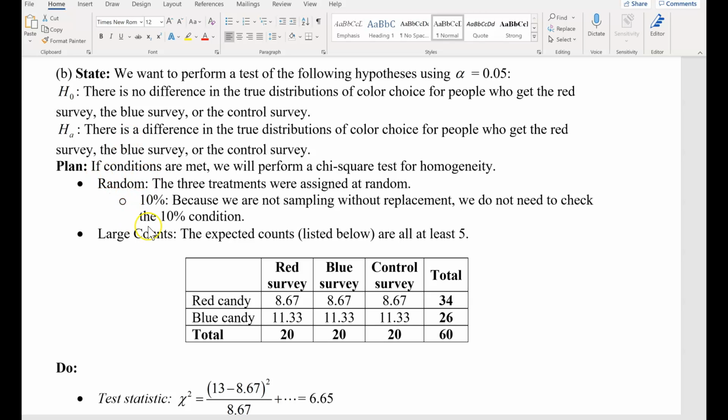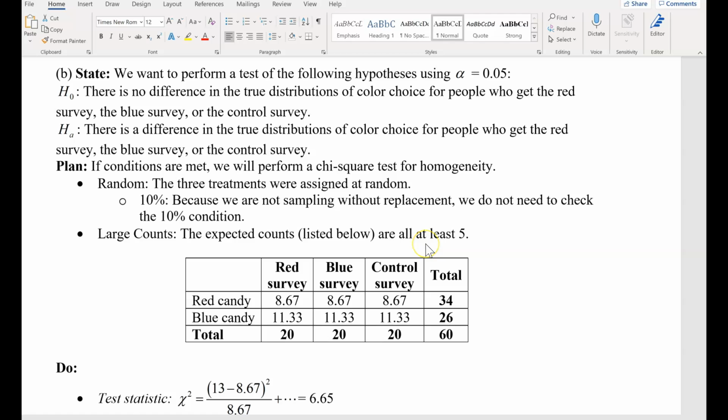Notice in our conditions, we need to take a random sample, but this is an experiment. So we're randomly assigning treatments. So this is different. Therefore, our 10% rule doesn't apply either. We're not thinking about sampling less than 10% of the population because we're really sampling without replacement. We're doing an experiment, giving out this red survey, blue survey, and control survey, and we can imagine that there would be infinitely many surveys to choose from, or respondents to choose from.